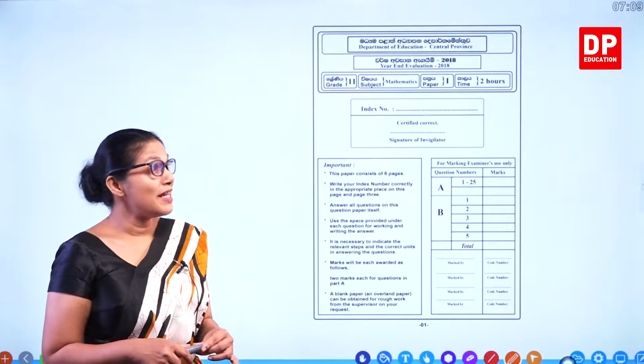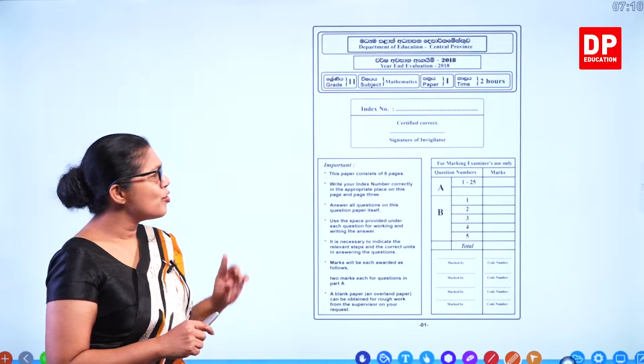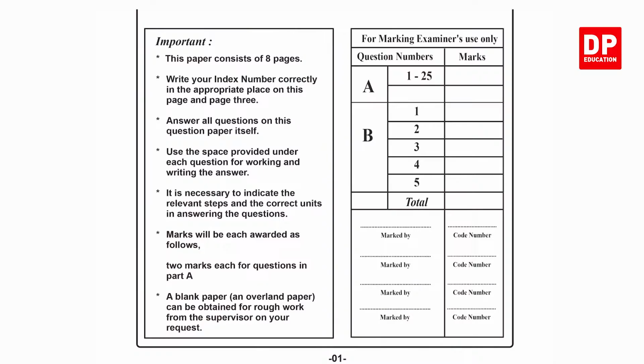Hello students, today I am going to do the Department of Education Central Province Year-End Evaluation 2018, and this is paper 1. You get 2 hours. So you get 2 parts. Part A, 25 small questions, and part B, you get 5 long questions.